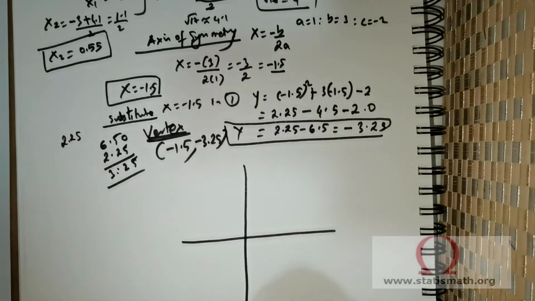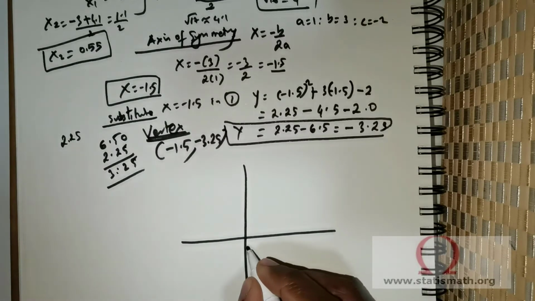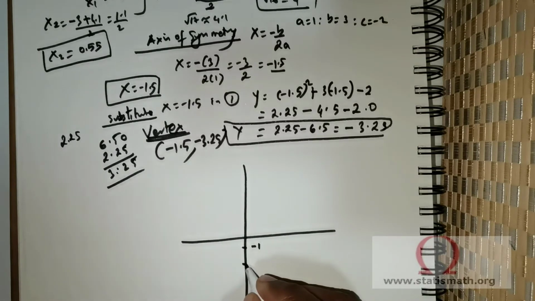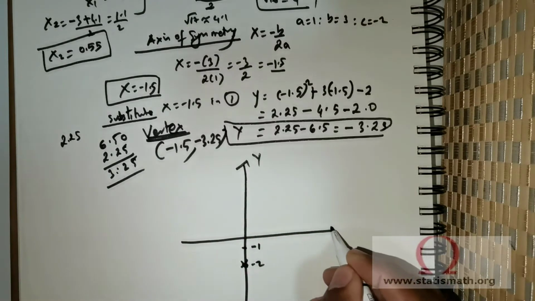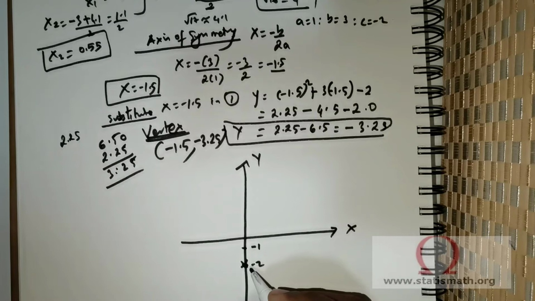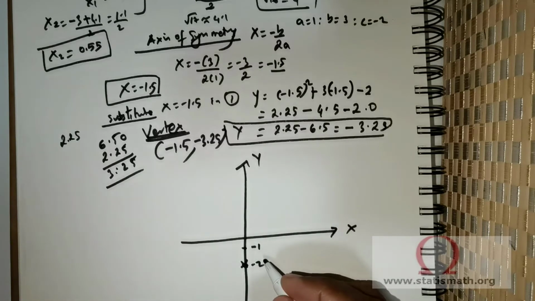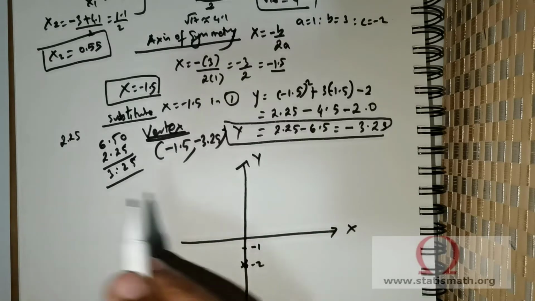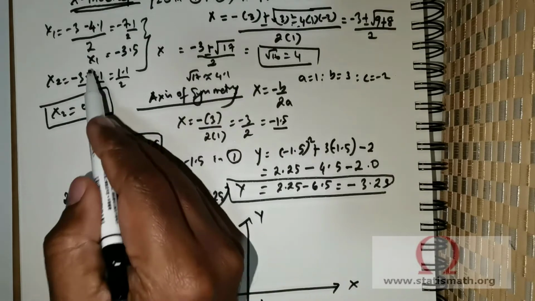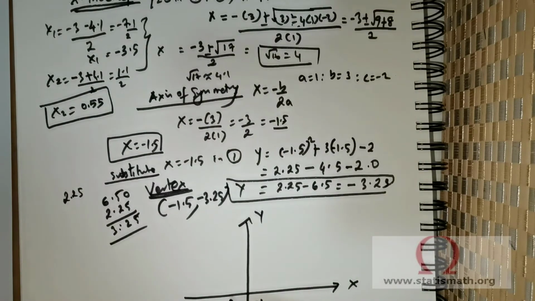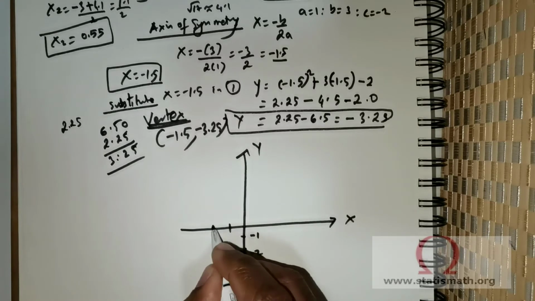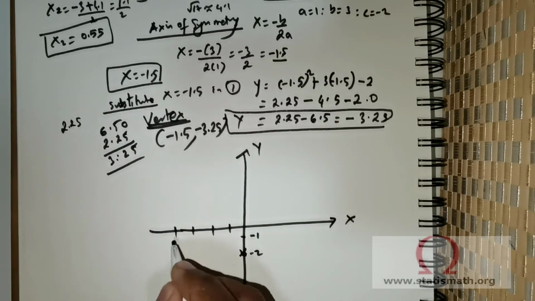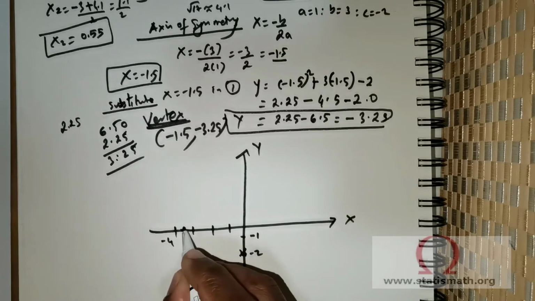So let me show that to you all. Now the y-intercept is negative 2. So if this were to be negative 1 and this is negative 2, the graph is cutting the y-axis at negative 2. Now we have found the x-intercept value, negative 3.5. So if I were to take this as negative 1, negative 2, negative 3 and negative 4, negative 3.5 would be somewhere over here.